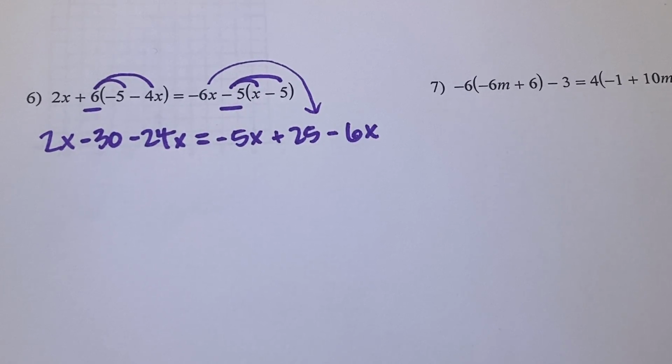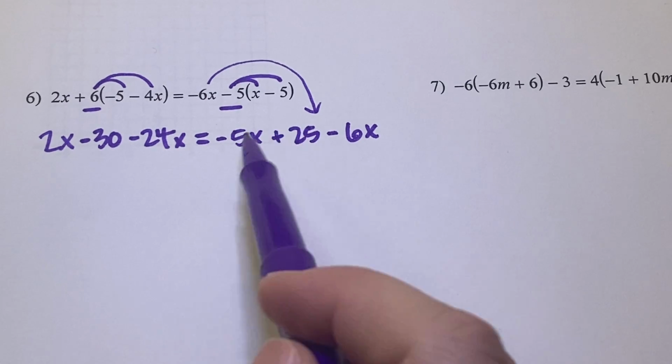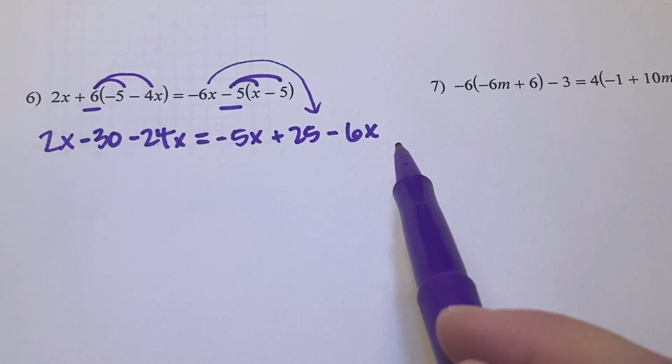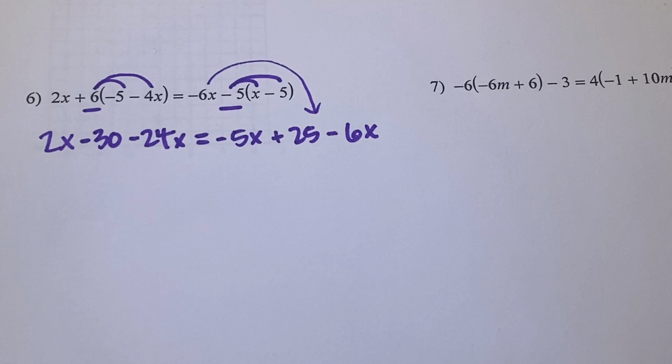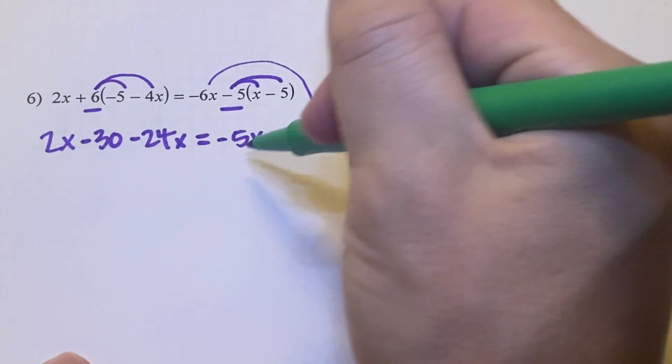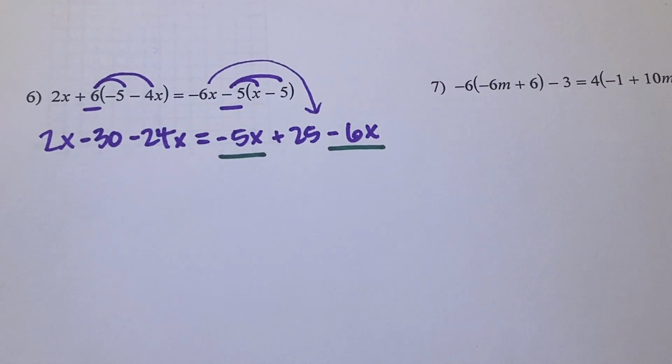Whoa. Lots of like terms. Are all of my x's on one side, though? No. I see negative 24 over here, and I see negative 5 and negative 6 over there. Okay, just to make things easier on ourselves, let's combine these like terms on this side.